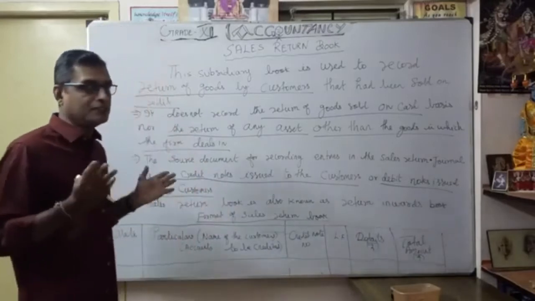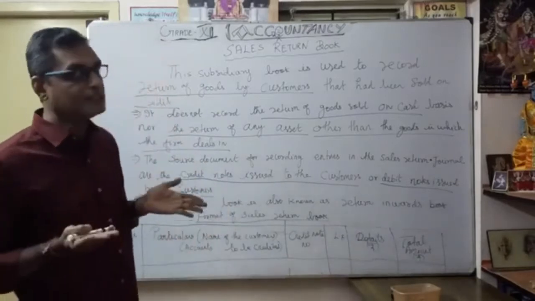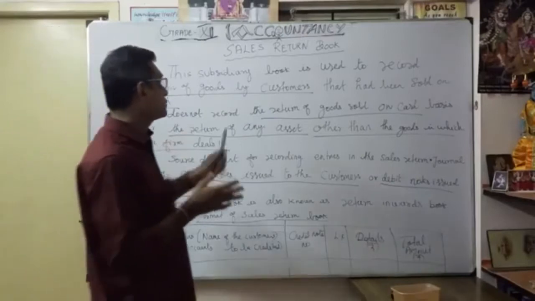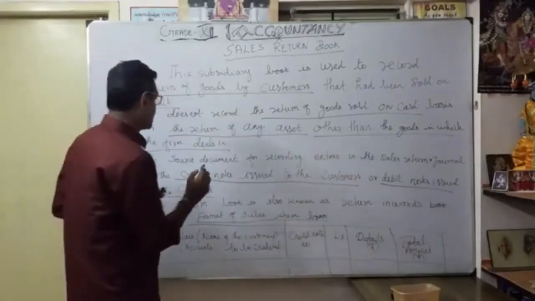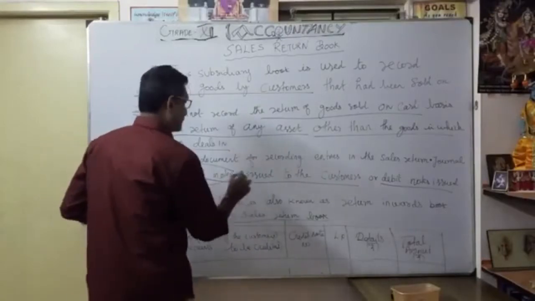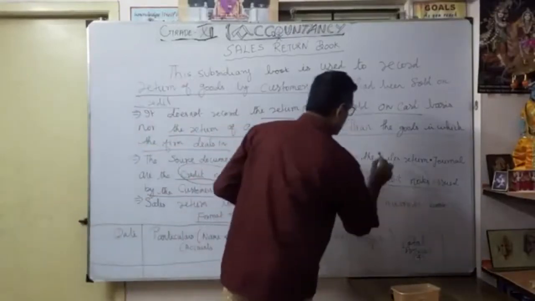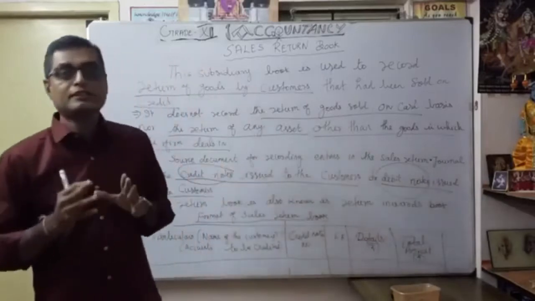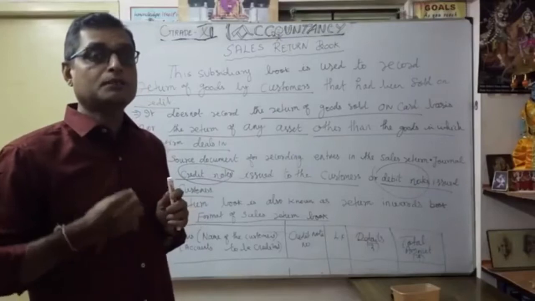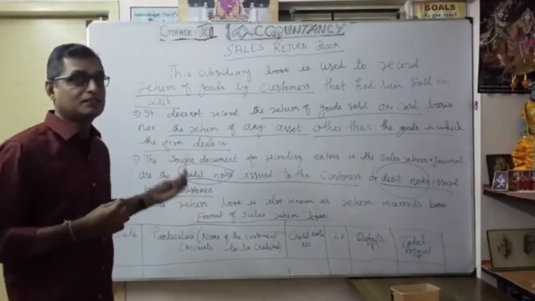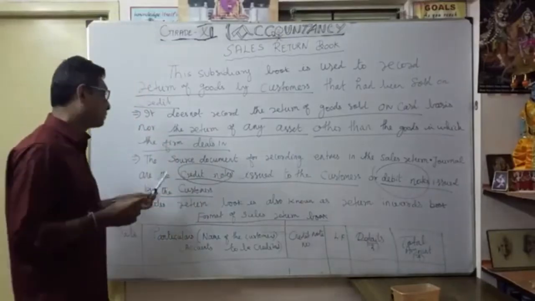Once you understood the purchase return book, now you are able to understand the sales return book. Here also the credit note and debit note are very important. Whenever there are returns, the debit note and credit note are very important document evidence. Based upon the preparation of the document, we are going to record the sales return here. Understood? So this point is very important.